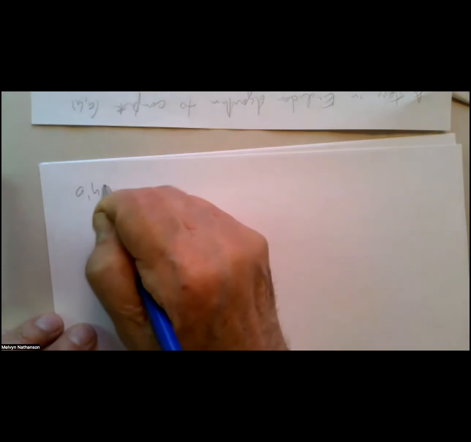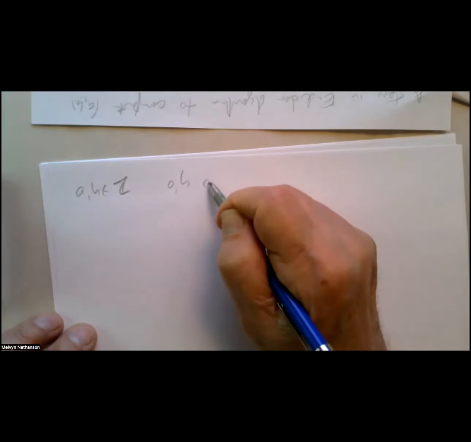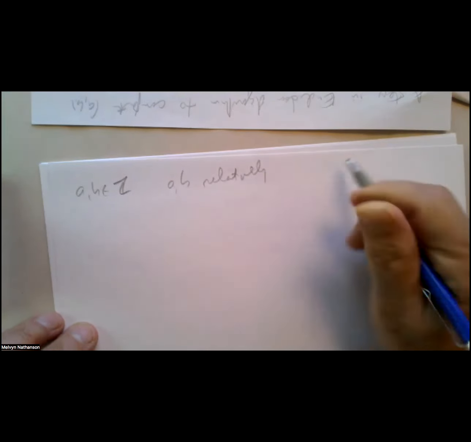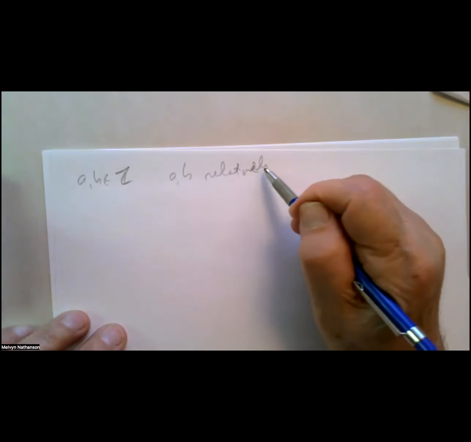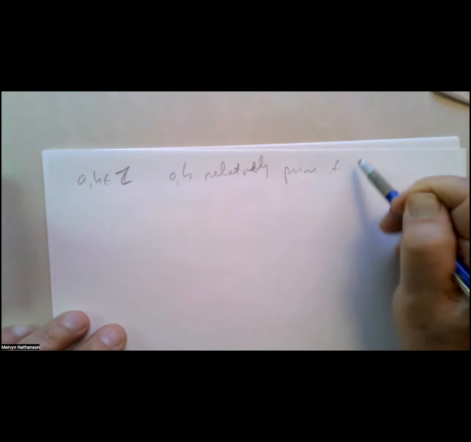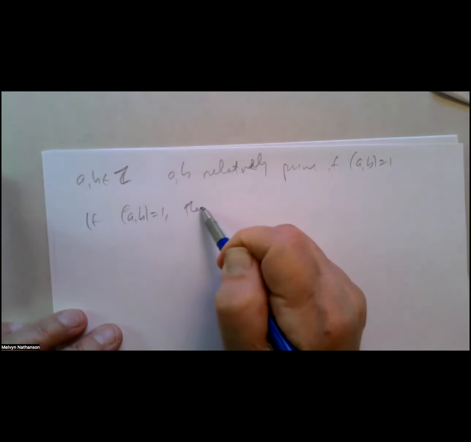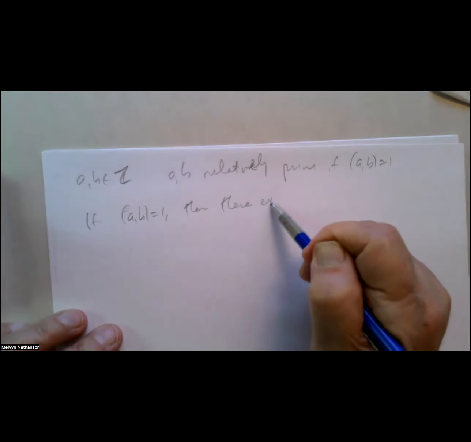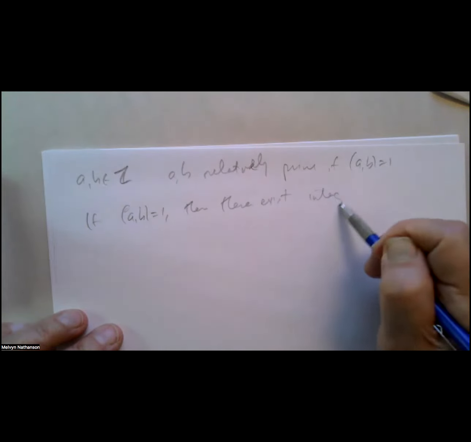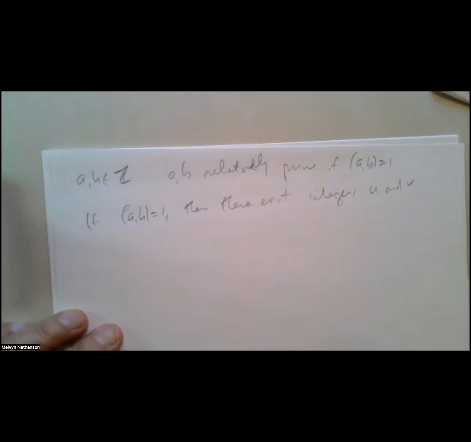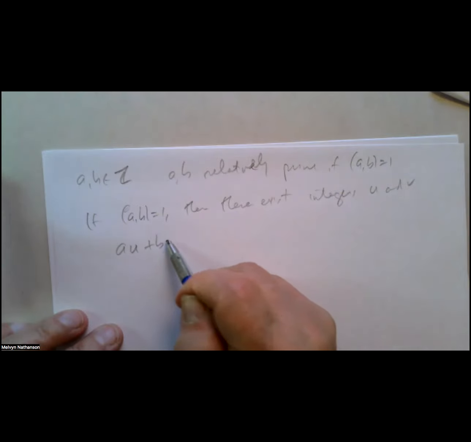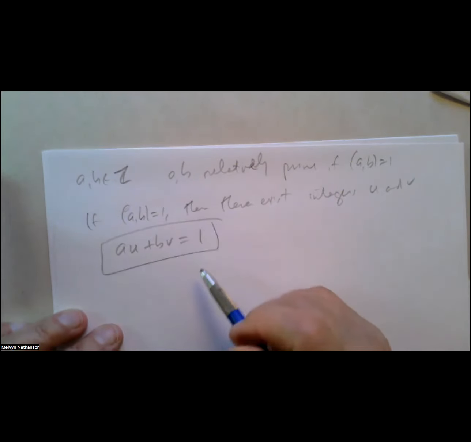Let me just introduce a few more words. A and B are integers. So A and B are relatively prime if the greatest common divisor of A and B is 1. So if A and B are relatively prime, then there exist integers U and V, or X and Y, whatever you choose to write as, such that AU plus BV equals the greatest common divisor, which is 1.